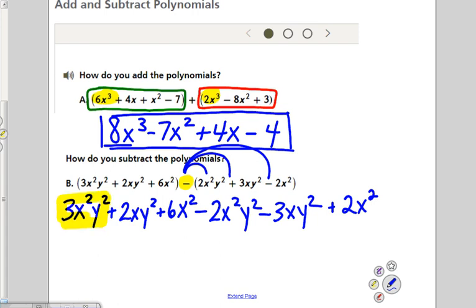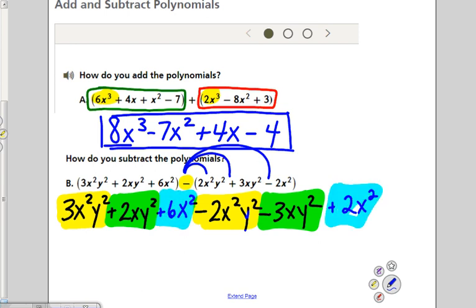This 3xy squared, we're going to look for another like term with x squared y squared, and it's going to be right there in yellow. Notice it has to have the x and the y and the squared on both of them to be a like term. For example, this positive 2xy squared would be a like term with this negative 3xy squared. So those we can combine. And then the ones here in blue, we can combine the 6x squared and the 2x squared.